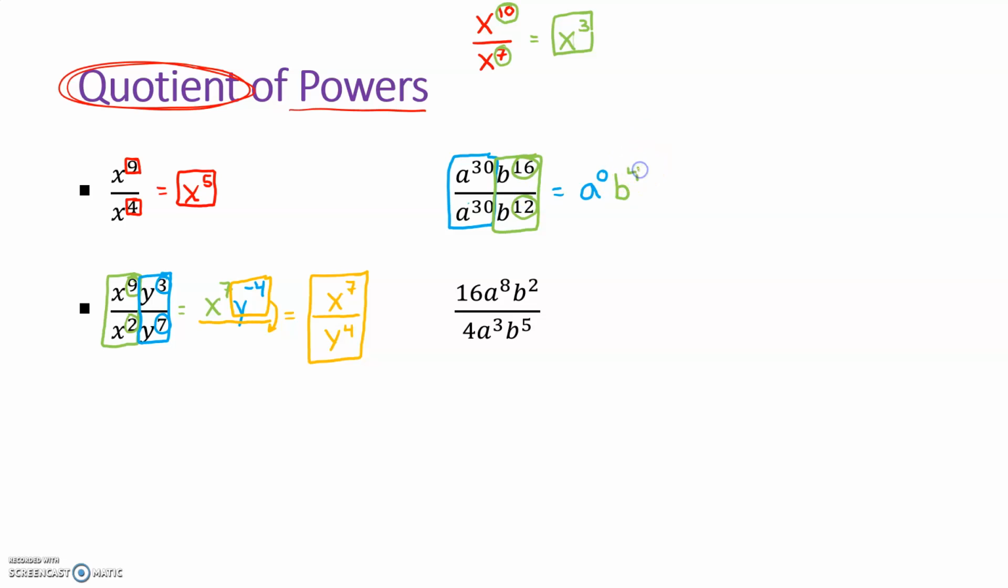Now, we can actually take this one step further. We can still continue to simplify this because what do I know about anything to the 0 power? a to the 0 power, anything to the 0 power, is technically just 1. 1 times b to the 4th is just going to be b to the 4th.